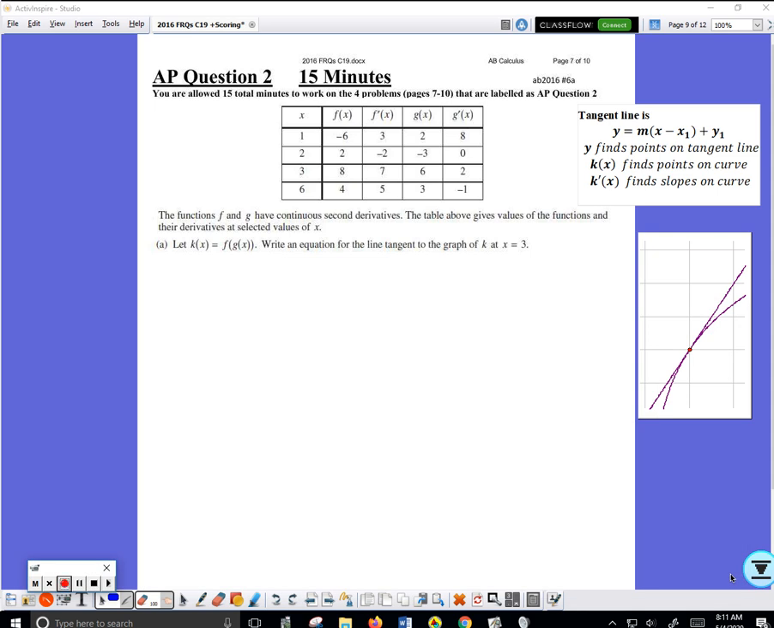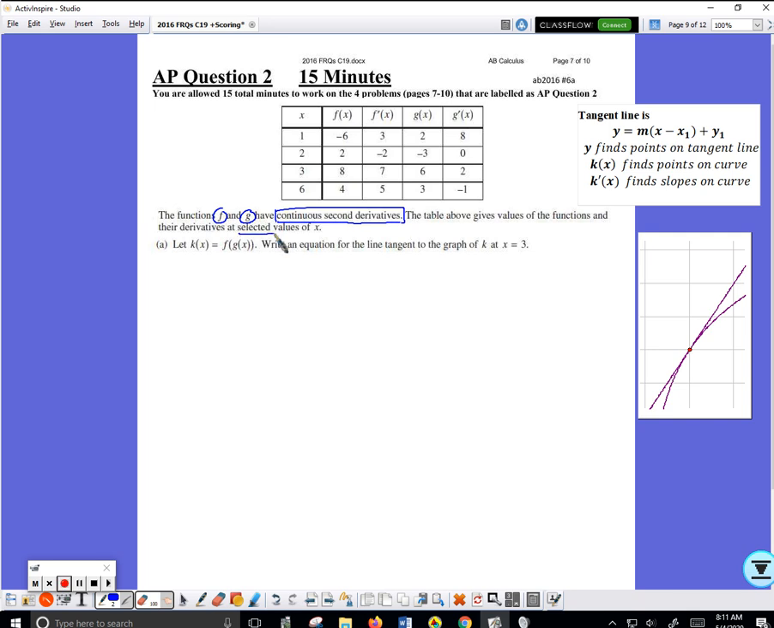Okay, it says the functions f and g, so I circle those. What I'm trying to model as I work these problems in the videos is how I would actually work a problem on the AP test. I always go slow and careful because I've seen way too many students lose points simply because they rushed. So functions f and g have continuous second derivatives. That might be important. That's kind of an interesting clue. Continuous second derivatives. The table above gives values of the functions and their derivatives at selected values.